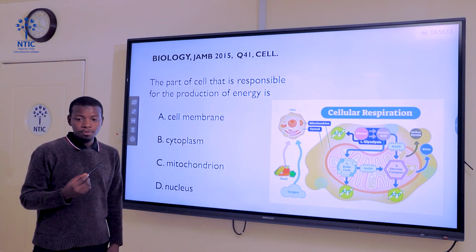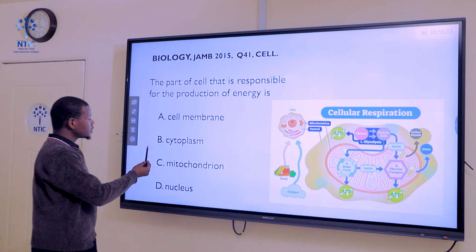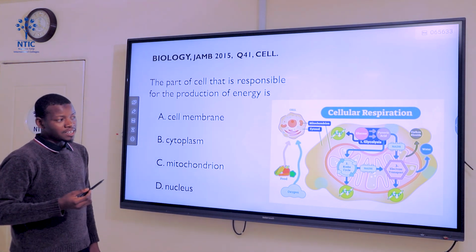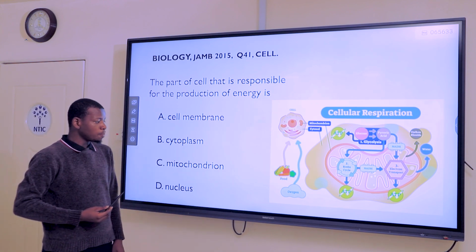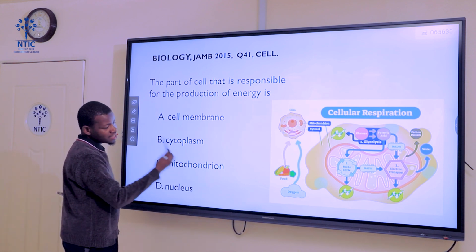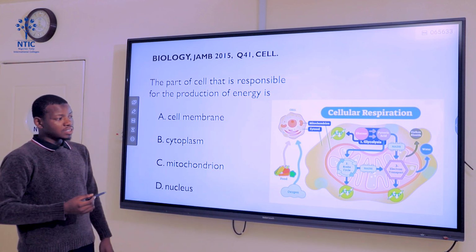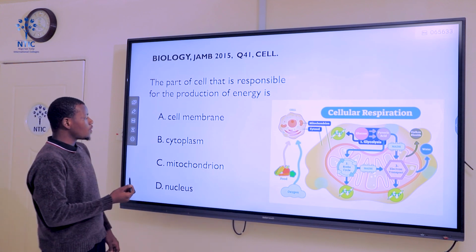The cell membrane is that part of the cell that controls what comes in and goes out of the cell. Cytoplasm is the fluid-like material of the cell. All materials are suspended in the cytoplasm. Mitochondria is the powerhouse of the cell, and it's the one that makes energy. The nucleus is like the brain of the cell. It controls all activities occurring in the cell.